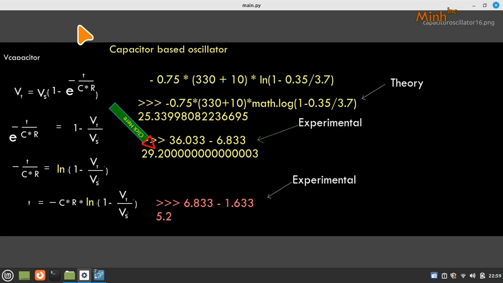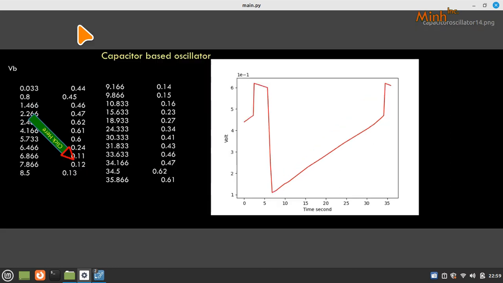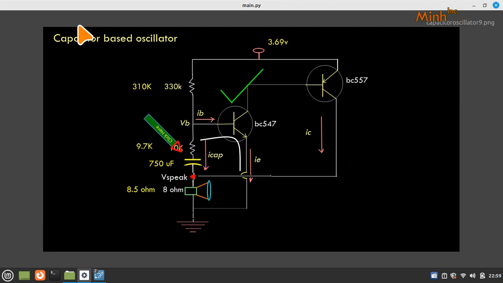While discharging, experimentally it takes around 5.2 seconds, but we cannot go with that conclusion, because if you see the capacitor voltage, it reaches minus. This proves that while the capacitor is discharging and reaching minus, there is still some voltage level here. Voltage level here means IC is there.